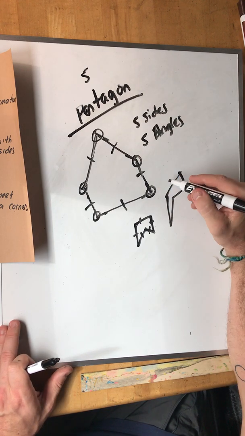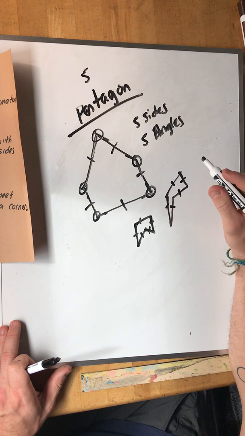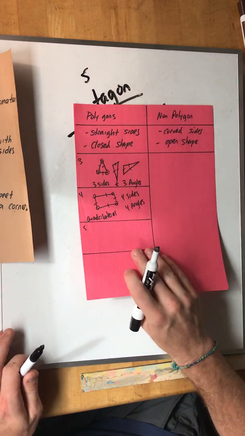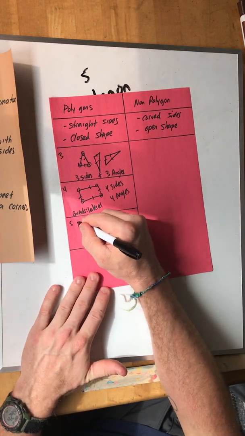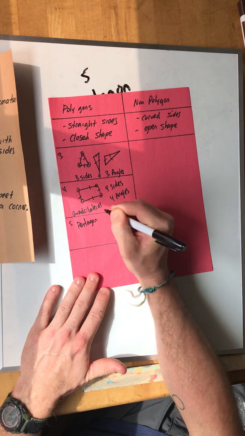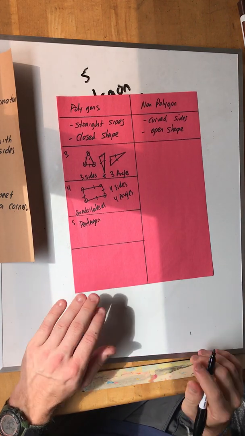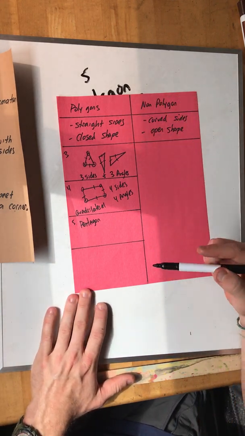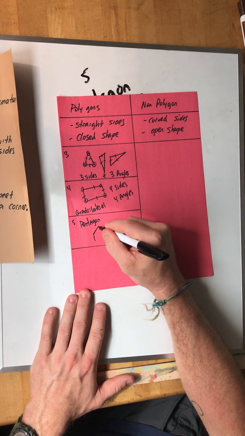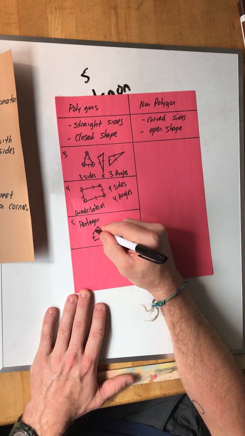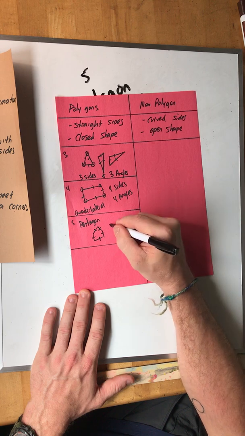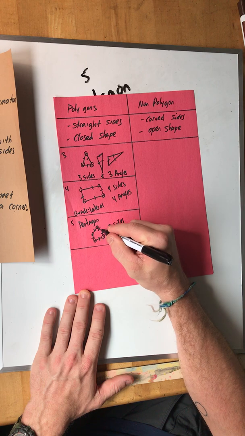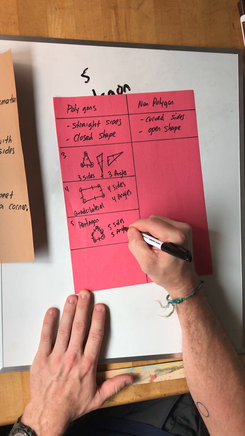5 sides, 5 angles. Rest of the chart. Here we go. This one is called a pentagon. You can always pause it if you need to, but I'm making sure you can go through all of these different types of polygons on this side. Pentagon. 5 sides, 5 angles.